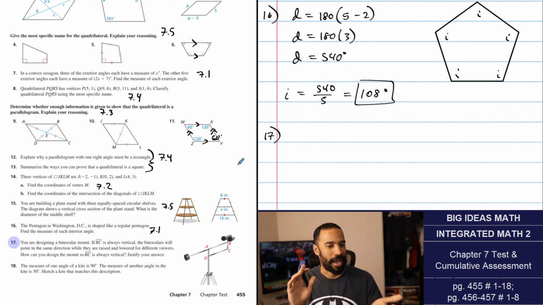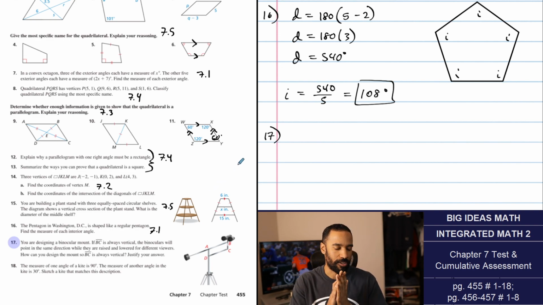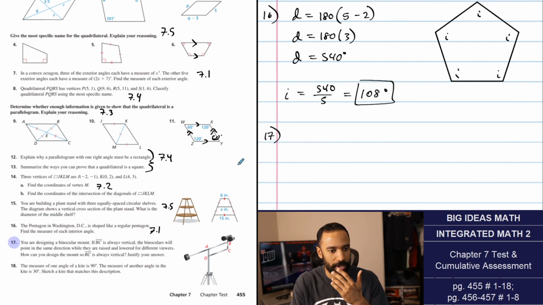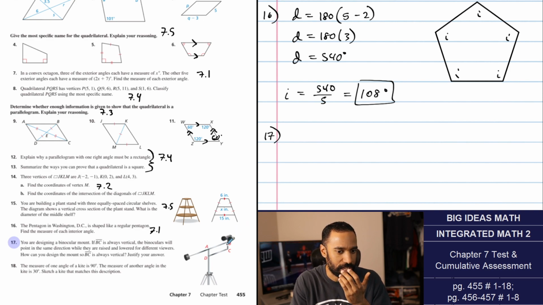They asked me how to design the mount. I mean, you want to make it a parallelogram-based thing. You want to make sure that AD is always vertical. You just want to make sure it's always a parallelogram, and these things hinge. I don't know how to really answer the question on 17.